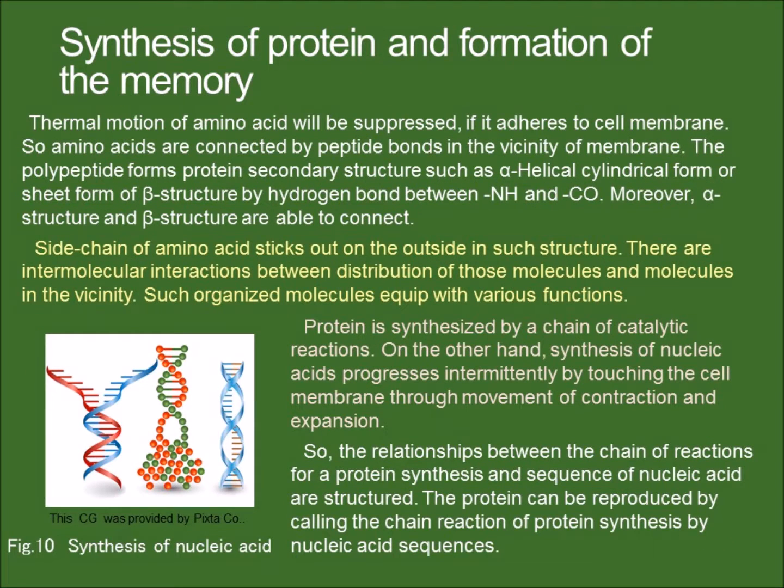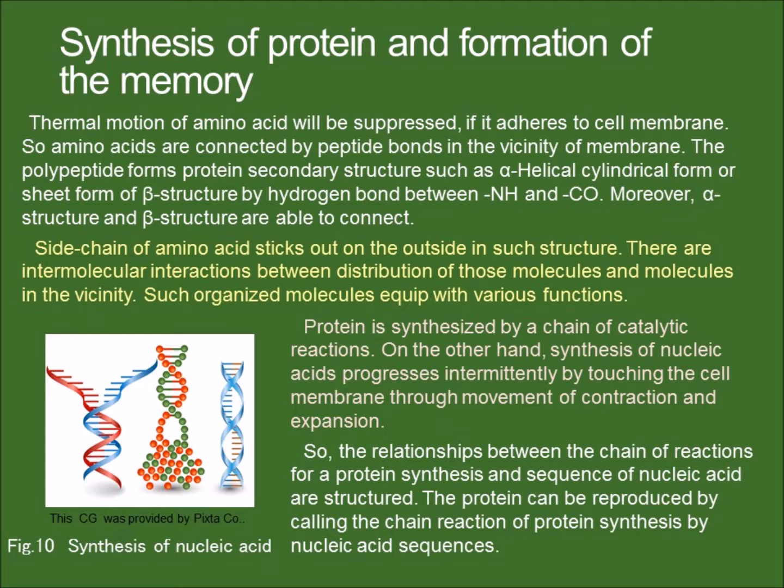Synthesis of protein and formation of the memory. Thermal motion of amino acids will be suppressed if they adhere to the cell membrane. So amino acids are connected by peptide bonds in the vicinity of the membrane. The polypeptide forms protein secondary structure, such as alpha helical cylindrical form or sheet form of beta structure, by hydrogen bonds between N, H and C, O. Moreover, alpha structure and beta structure are able to connect.